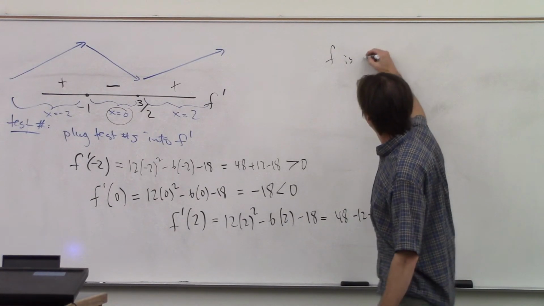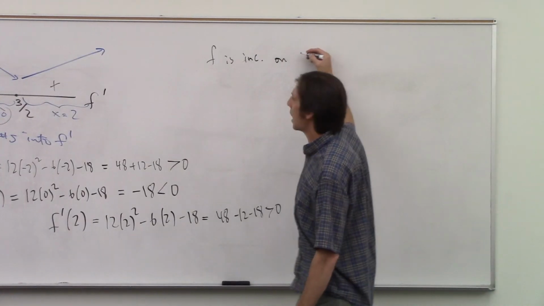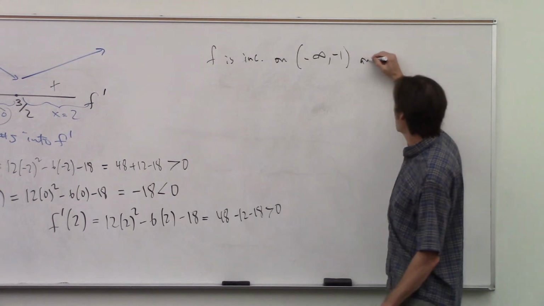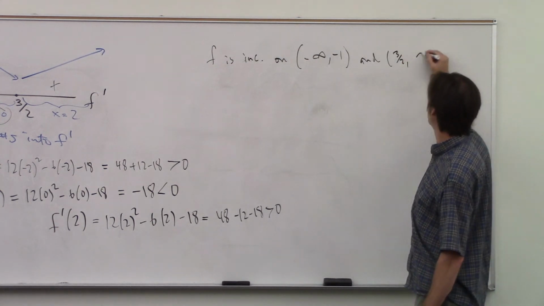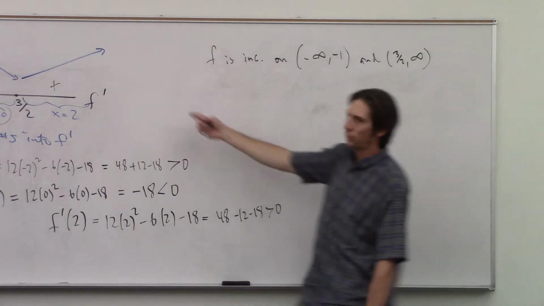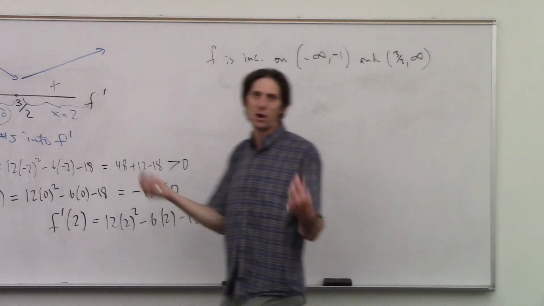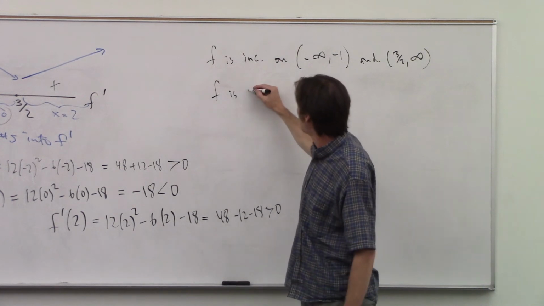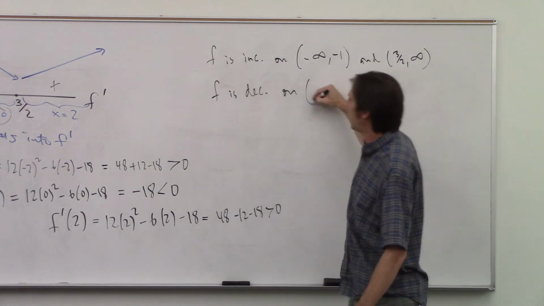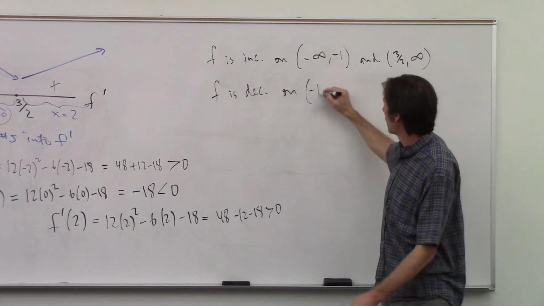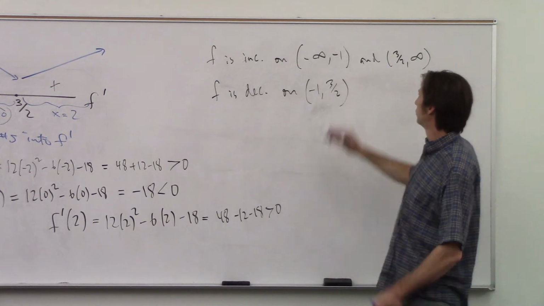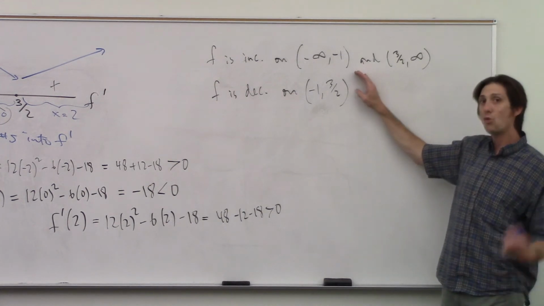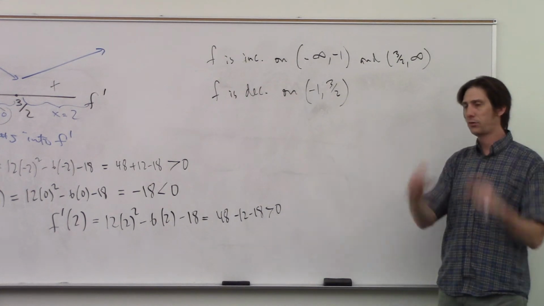In other words, f is increasing on what intervals? Minus infinity to -1 and 3/2 to infinity. The intervals corresponding to these upward pointing arrows are where the function is increasing. On the other hand, the function f is decreasing on that interval in the middle, from -1 to 3/2. When you write intervals of increase and decrease, you should write open intervals. You shouldn't use square brackets.